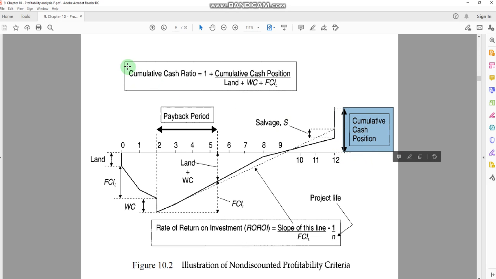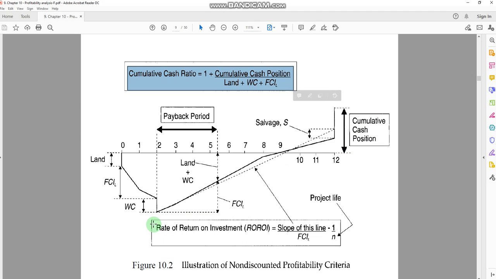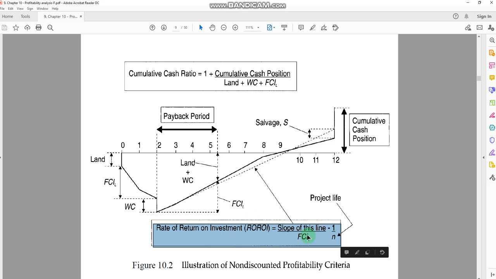Then you can estimate the cumulative cash ratio using this equation, and for the rate of return on investment you can use the slope of this dotted line divided by FCI, with the 1 over n factor. This will give you the rate of return on investment. If the slope is not given, then maybe a table will be provided where you can get the value for the numerator. We will solve one example today and see how to get the value from this graph or from the table.